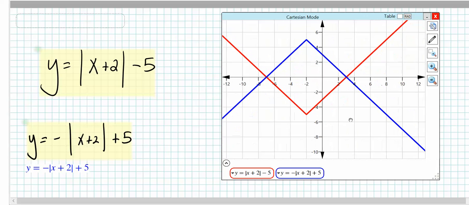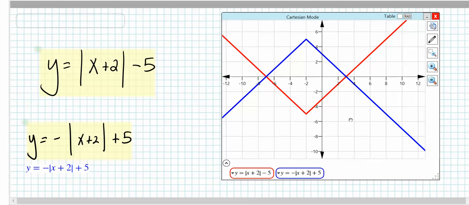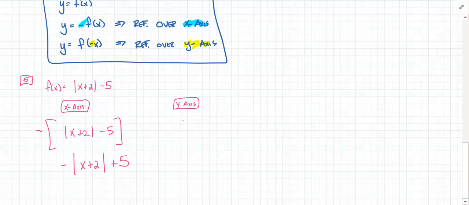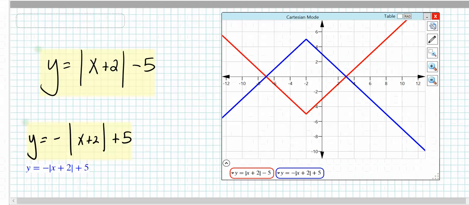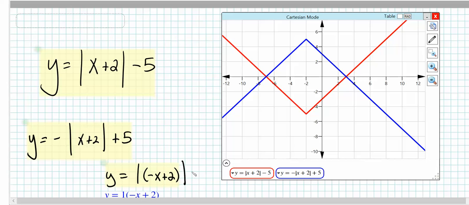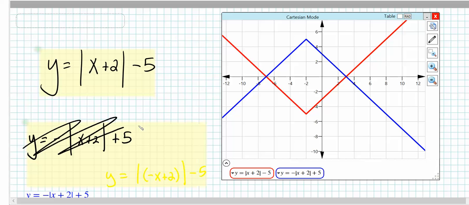Okay, now how do I get then the reflection over the y-axis? It actually says replace x with a negative x, right? So I would have, well, that'd be absolute value of negative x plus 2, and then a minus 5. Does that make sense? So then I go over here, and I would say y equals absolute value of negative x and then plus 2, and then minus 5. Oh no. Let's get rid of that. There we go. There it is. The reflection over the y-axis. Yes.